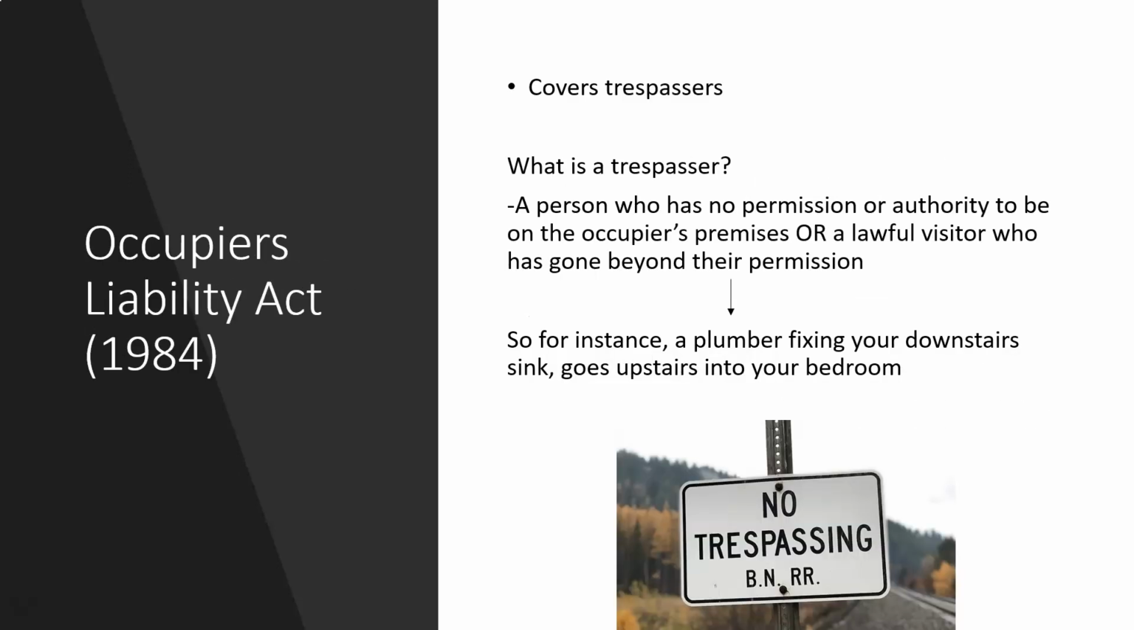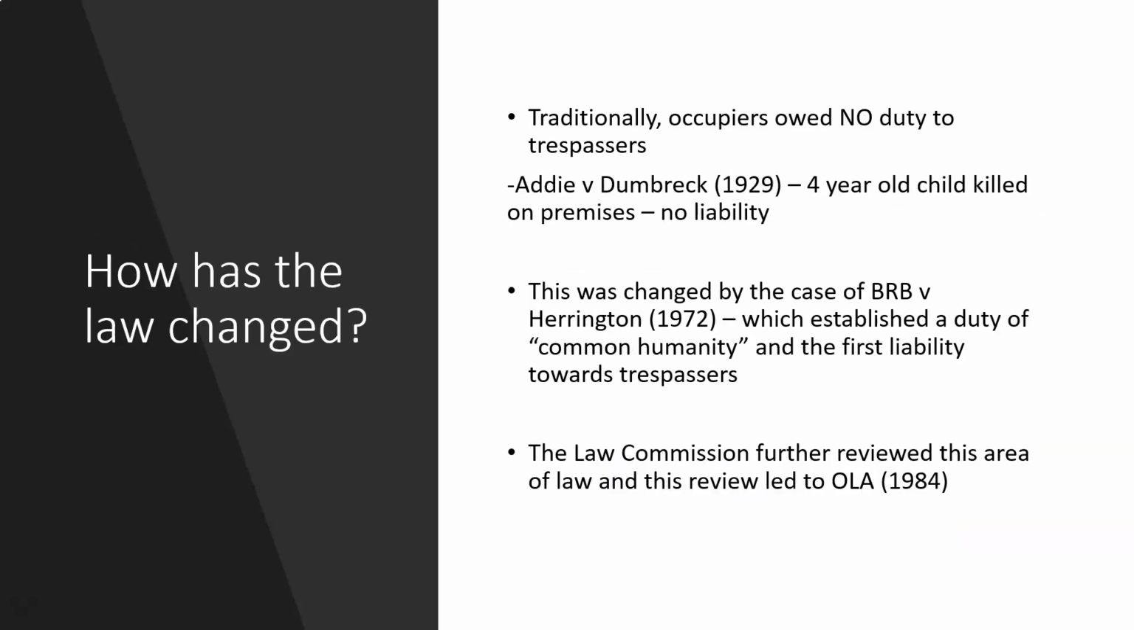So now we need to cover the Occupiers Liability Act 1984, and as I said earlier, this covers trespassers. So who is a trespasser? Well, a trespasser is someone that doesn't have permission or authority to be on the occupier's premises, or perhaps in some circumstances, lawful visitors can go beyond their permission because, for instance, a plumber fixing your downstairs sink decides to go upstairs into your bedroom without your permission, and there's no real reason for them to be up there. They would, of course, become a trespasser when they did that. So you can be a trespasser completely, or you can become a trespasser if you go beyond your permission. Okay, so there are two distinctions there: you either are a trespasser or can become a trespasser.